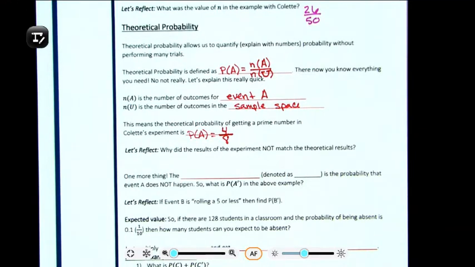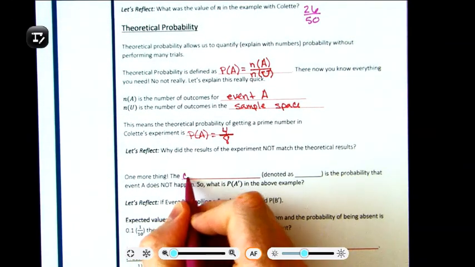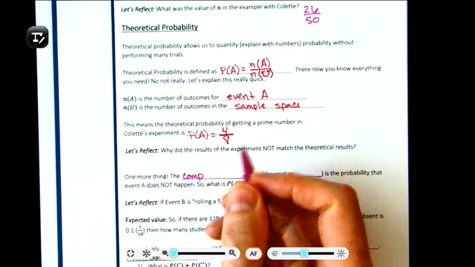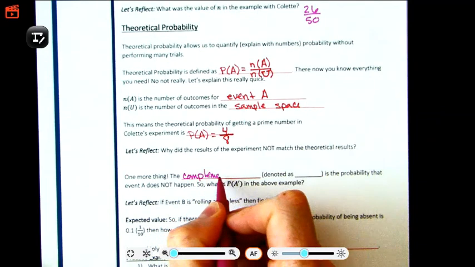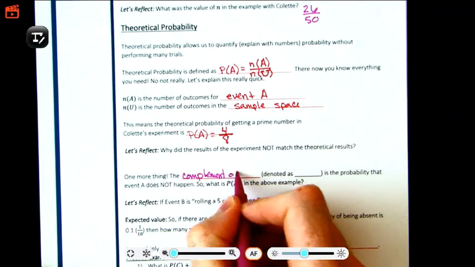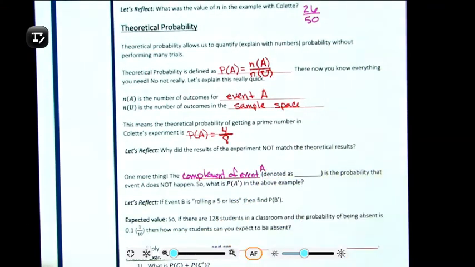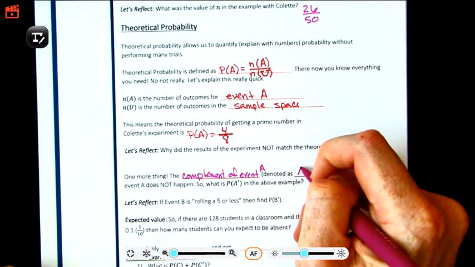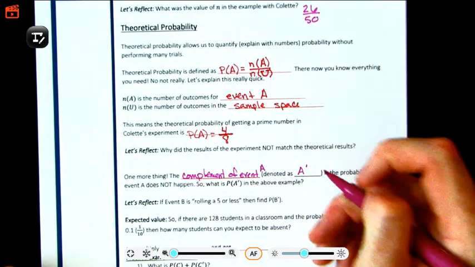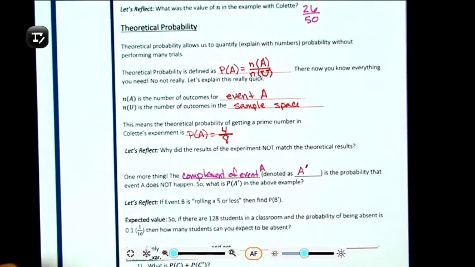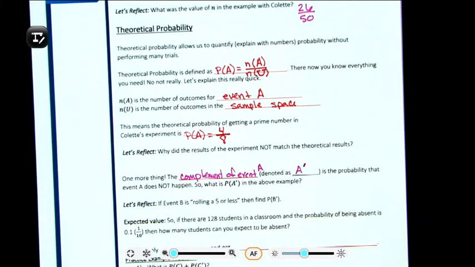Now, one more thing before we get out of here. Actually, kind of two little things. The complement of event A. And I don't mean complement as in, hey, I like your shoes. No, that's different. Complement of event A. Ran out of space there. Denoted as, and denoted means written as, A and then this little prime mark, for those of you who remember it from geometry. That means the complement of A is the probability that event A does not happen.